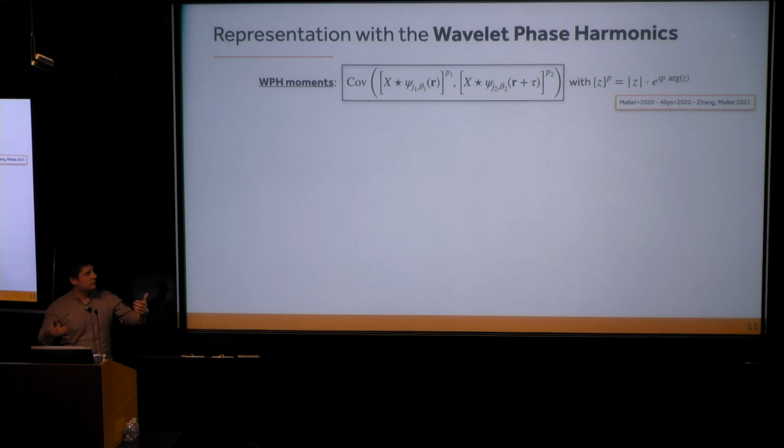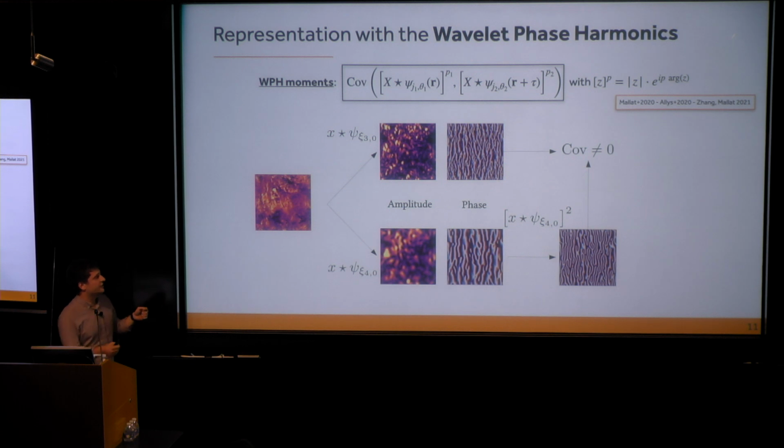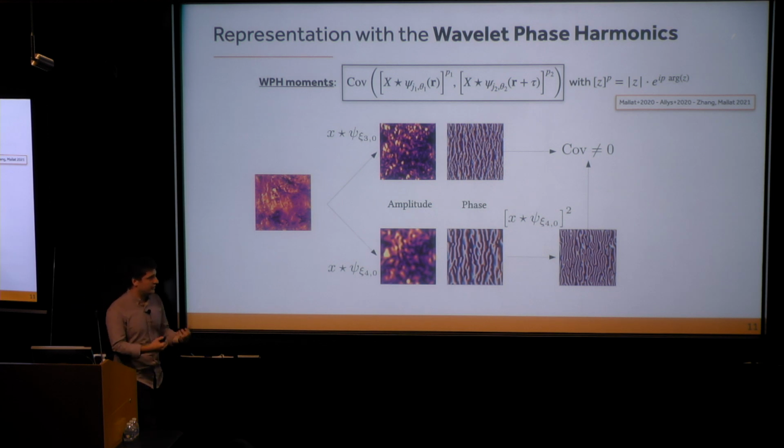Again, the idea is to quantify these couplings between scales. The natural way to do that is to compute a covariance. But the problem is that when you filter your signal at different scales, then the covariance will be systematically 0 if you don't do anything more than that, because the phase maps are not coherent.